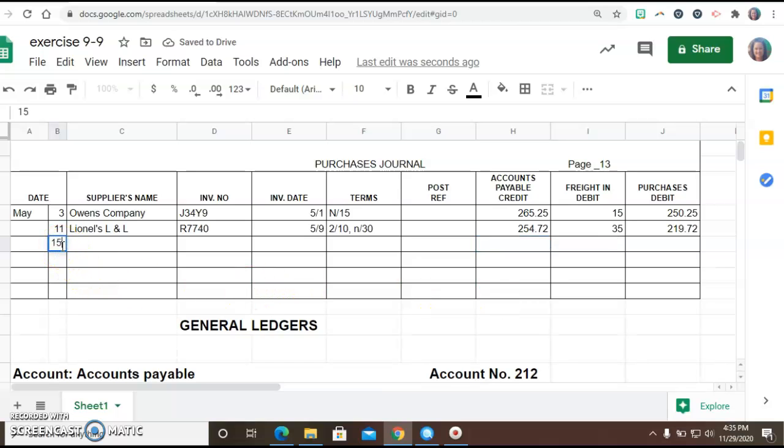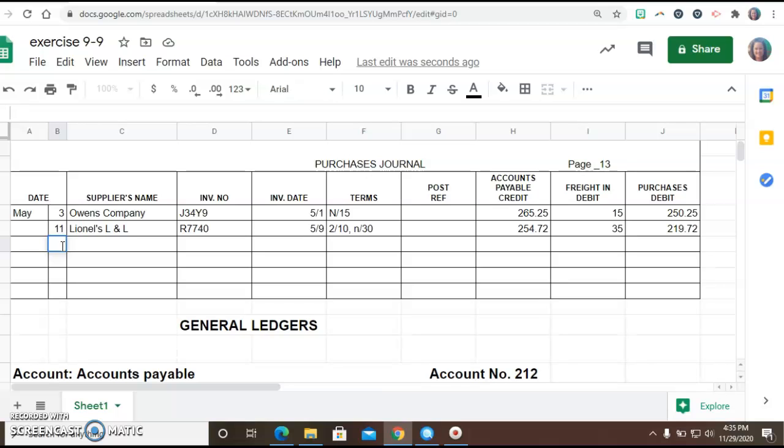All right, moving on to the 15th. This one's going to be a little bit different. We bought 5 bags of fertilizer from Wright's Farm Supplies. Okay, gives us our invoice number, gives us our terms, and then this one's FOB destination, so it's going to look a little bit different.